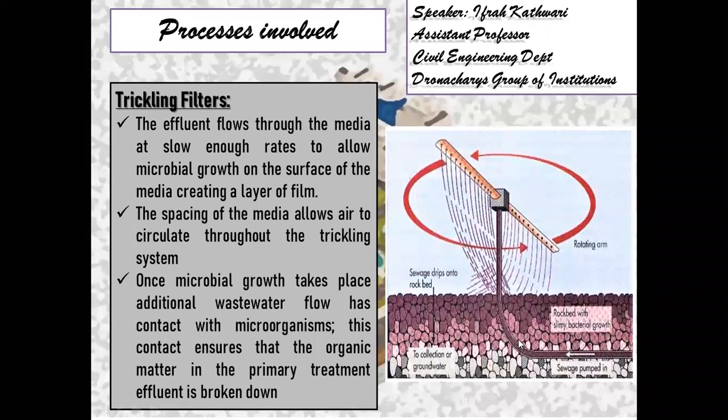whatever additional wastewater flows into the trickling filters, the organic matter present in the rest of the wastewater gets decomposed with the help of the microbial growth already present there. So this is how it works. Whatever organic matter is left after the primary treatment of the wastewater is broken down in the secondary treatment with the help of these trickling filters. So in place of aeration tanks, we have trickling filters.